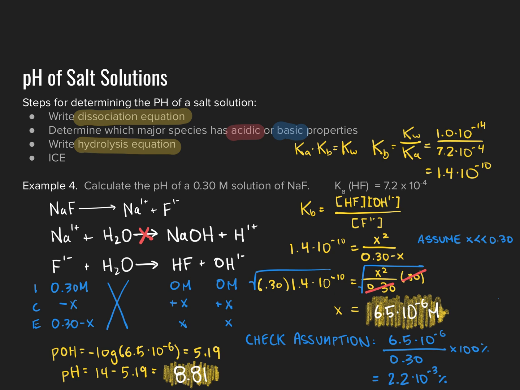And that being said, this makes a lot of sense as we had predicted, because the sodium fluoride solution containing the relatively strong conjugate base fluoride ion would therefore be a basic solution overall. All right, and that's how you solve a pH of a salt solution problem. We'll move on to one final example.